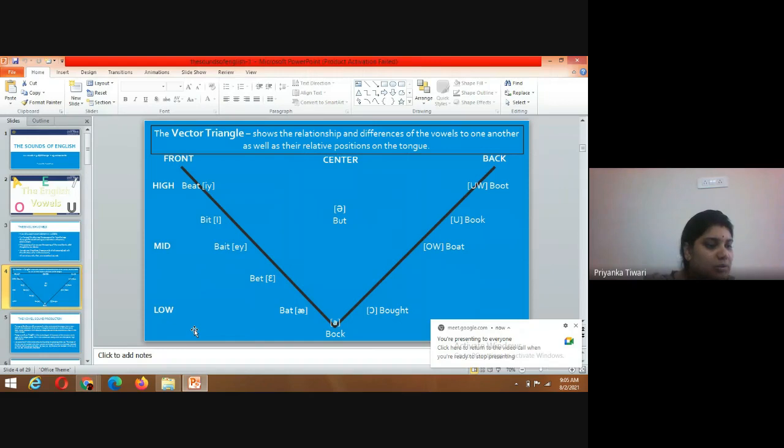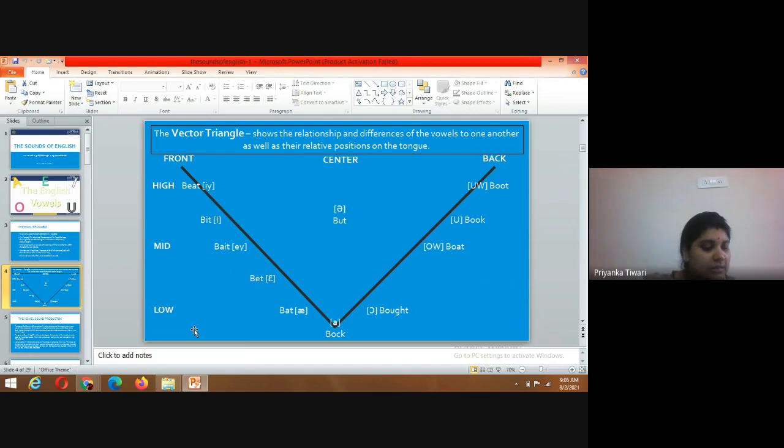There are 20 vowels and 24 consonants. In the 20 vowels, we will discuss 12 monophthongs and 8 diphthongs. There are 7 short vowels and 5 long vowels. In the consonant sounds, there are plosives 6, affricates 2, nasals 3, fricatives 9, and approximants 4. This is the IPA, the International Phonetic Alphabet.